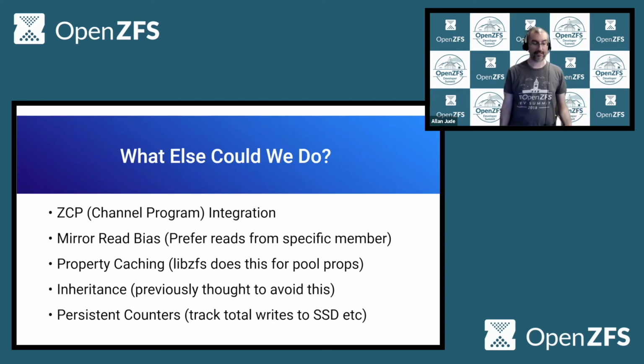So the things that I've thought about that haven't been done yet are obviously having support for channel programs to change the properties like you have existing. And a very commonly discussed idea is this concept of having a mirror read bias. So if you have a mirror where one of the members is actually remote via MetroNet or something, you'd want to try to have all the reads actually come from the disk that's local and not the one that's far away.